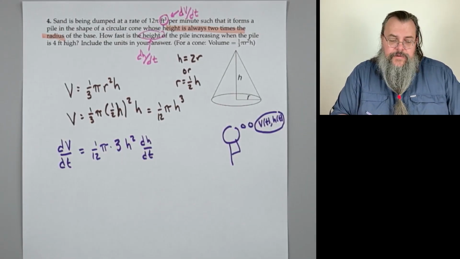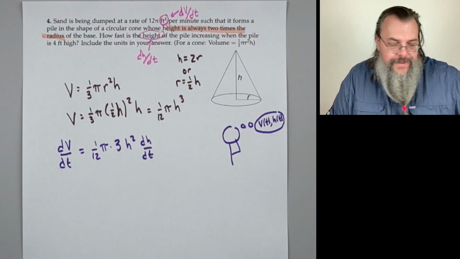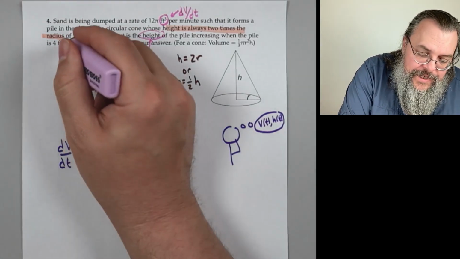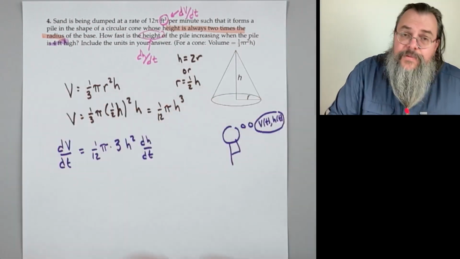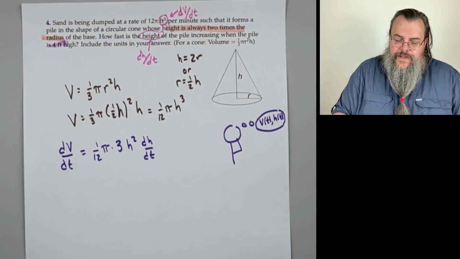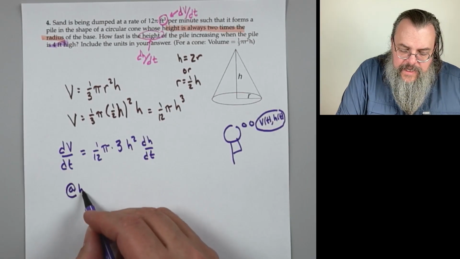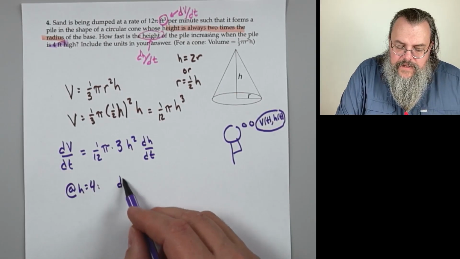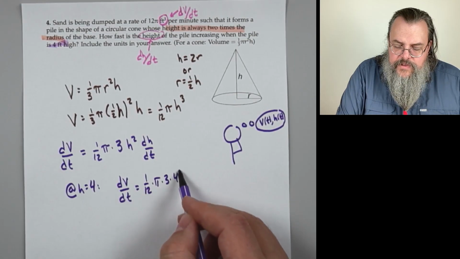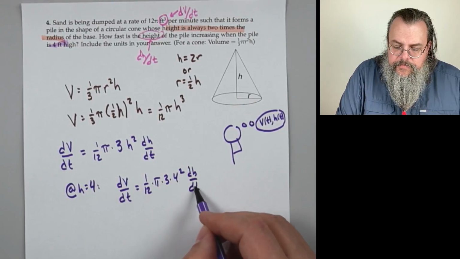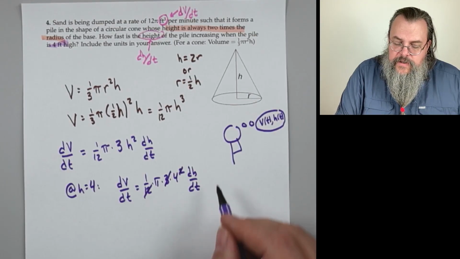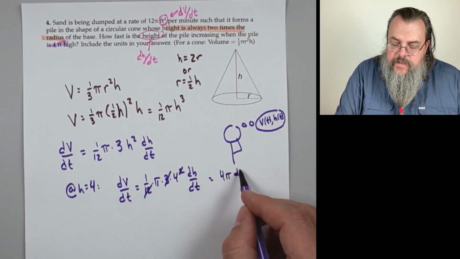There's one other thing we haven't marked in our problem, but we now will, which is that not only are we after dh/dt, but it's when the pile is 4 feet high. So we now plug in h equals 4. At h equals 4, we have that dV/dt is 1/12 times pi times 3 times 4 squared times dh/dt. And we can see that the 12 cancels with the 3 and one of the 4s. So that's 4 pi dh/dt.